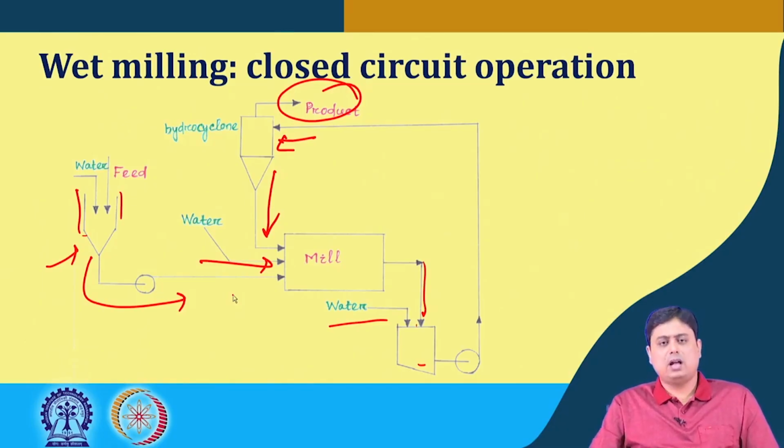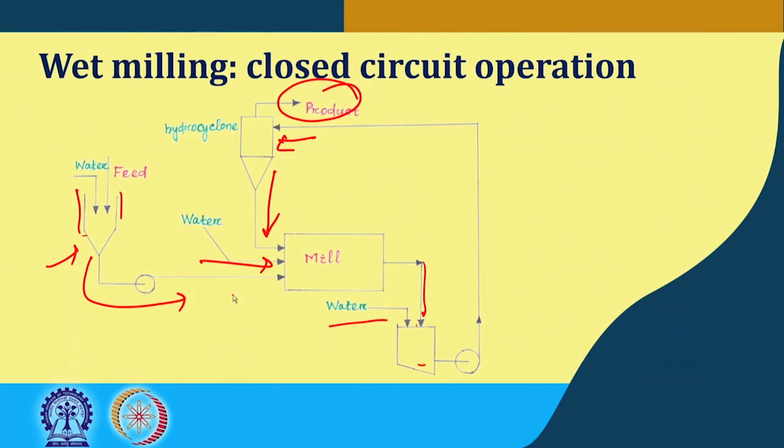So with this, I conclude today's talk, and from next day we will start the discussion on the size enlargement part. So this is the overview of size reducing equipment. Although all the equipment that I have mentioned are not covered in detail, those who are interested can look into different handbooks, say Perry's Handbook or Kirk-Othmer Encyclopedia, regarding the details of this size reducing equipment and its design. With this, I thank you for your attention, and we will see you in the next class.